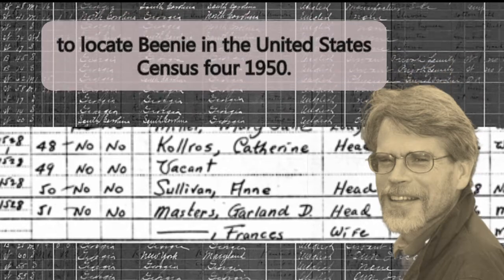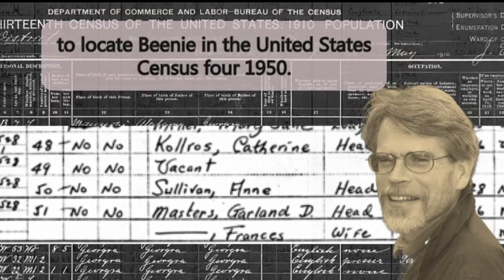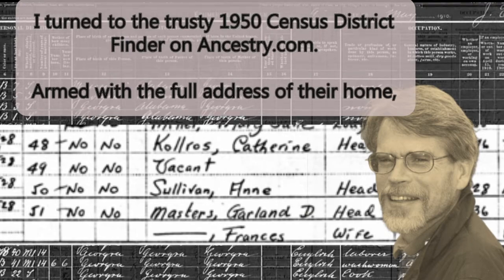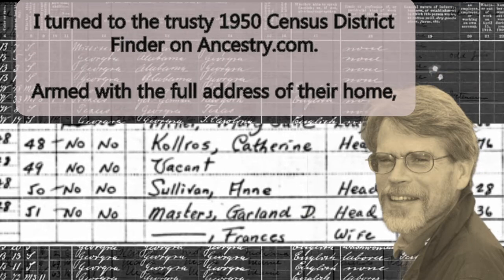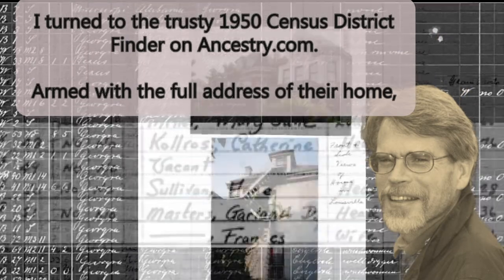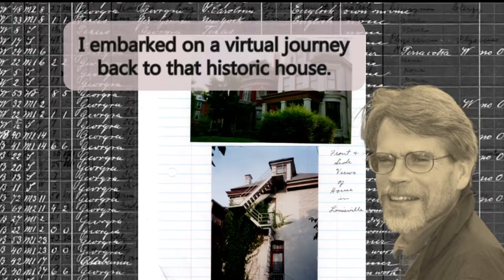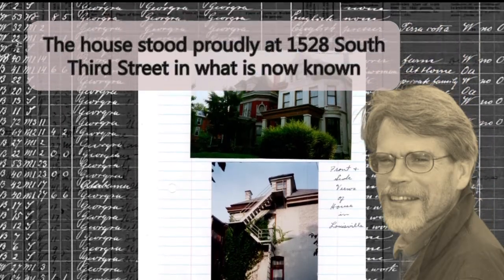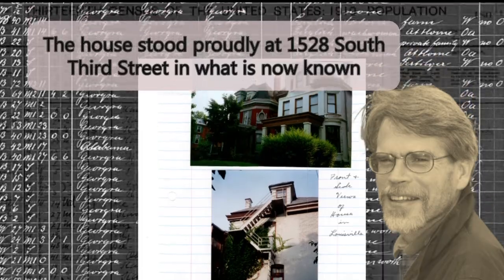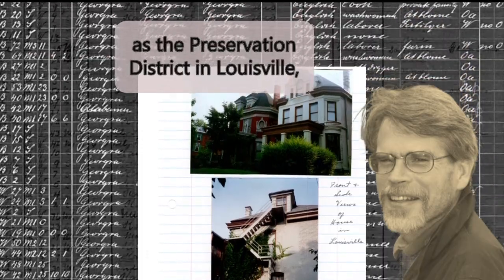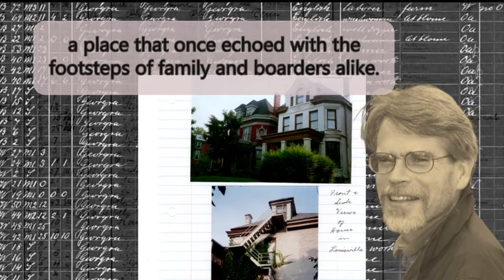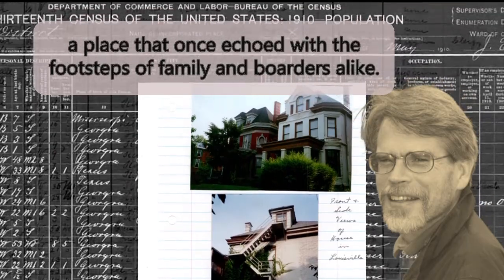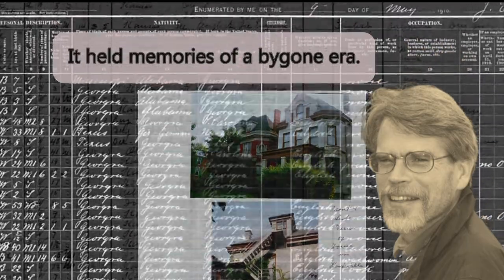To locate Beanie in the United States Census for 1950, I turned to the trusty 1950 Census District Finder on Ancestry.com. Armed with the full address of their home, I embarked on a virtual journey back to that historic house. The house stood proudly at 1528 South 3rd Street in what is now known as the Preservation District in Louisville. A place that once echoed with the footsteps of family and boarders alike, it held memories of a bygone era.